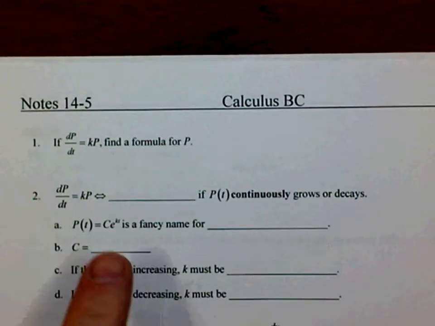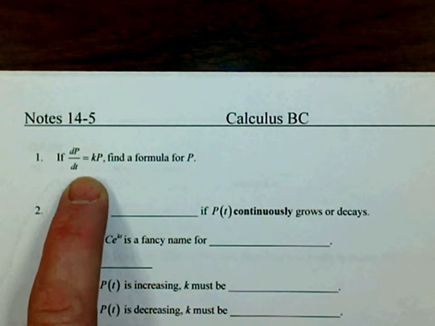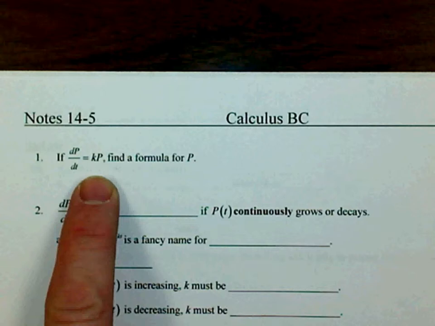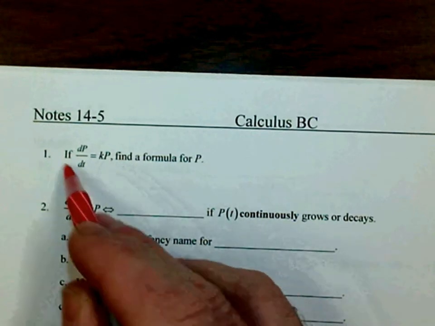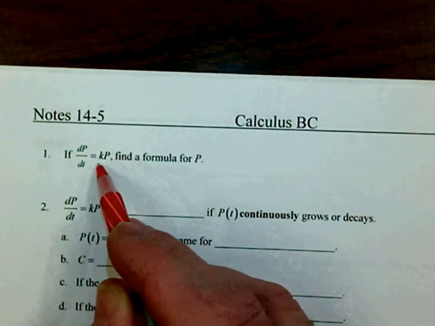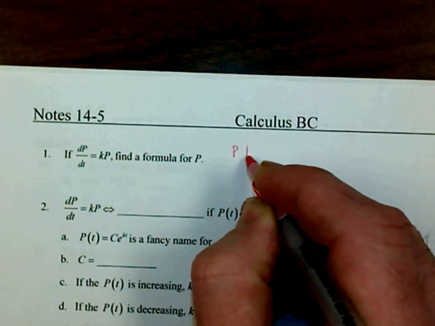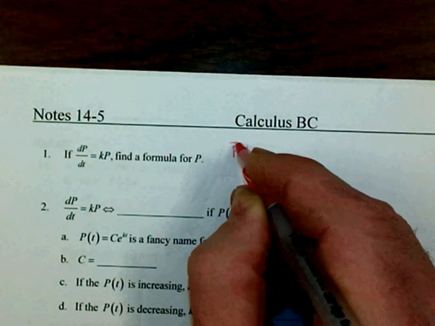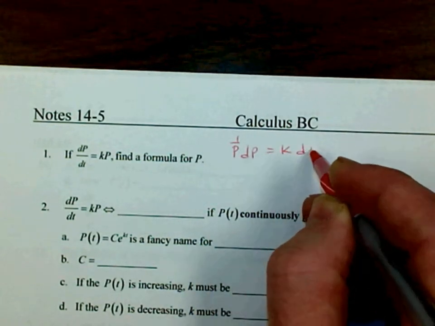But notice we have this differential equation, dP/dt is equal to k times P, and we're asked to find a formula for P. And we can divide both sides by P, multiply both sides by dt, and that'll give us 1 over P dP equals k dt.